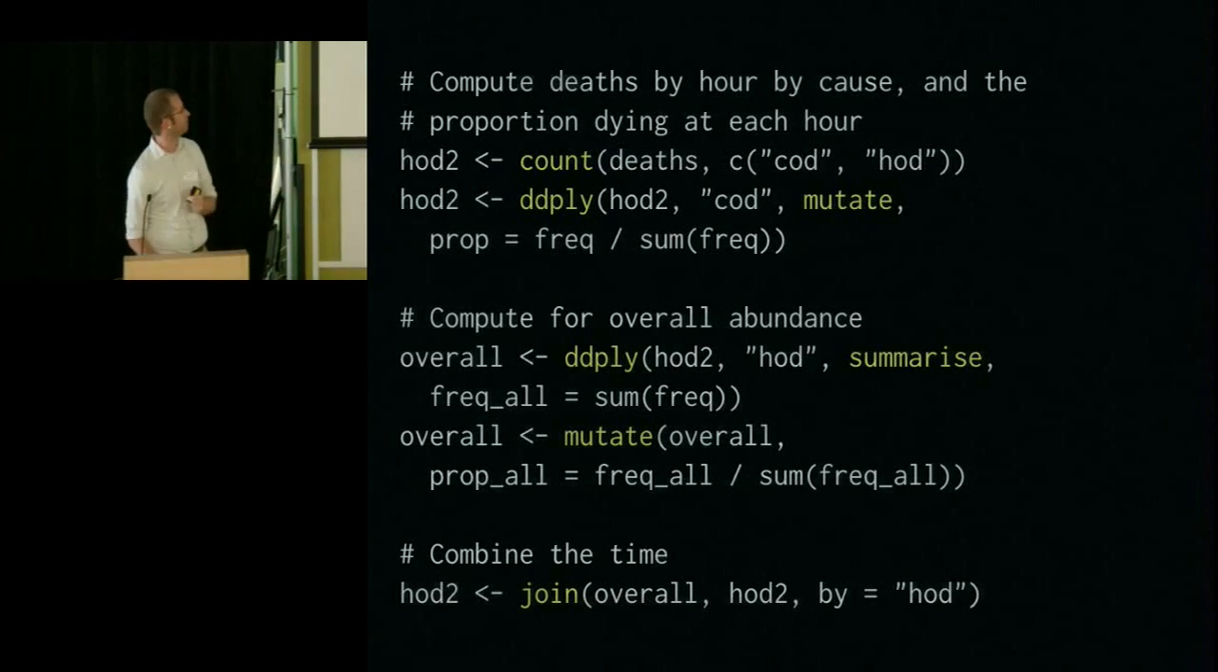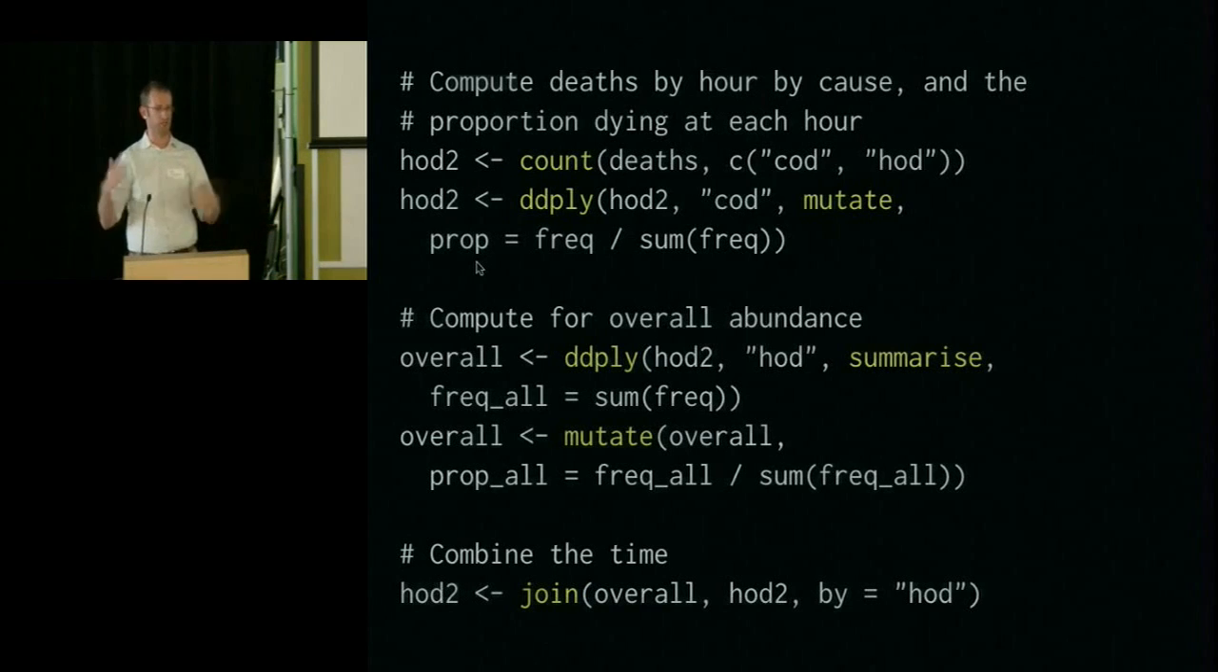Basically what I'm going to do is come up with a distance metric between the overall time course and the time course for each individual cause. I'm going to do that by, first of all, counting up the deaths broken down by both cause and by hour. And here I'm going to use ggplot, which is my kind of by operator. This is saying, take this data frame of frequencies, of counts, break it down by cause of death. Within each cause of death, I'm going to mutate it, or transform it, to add a new column, which is the proportion.